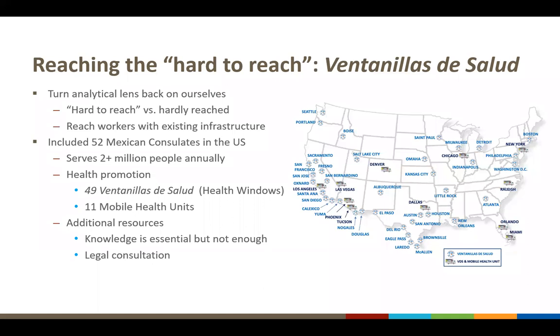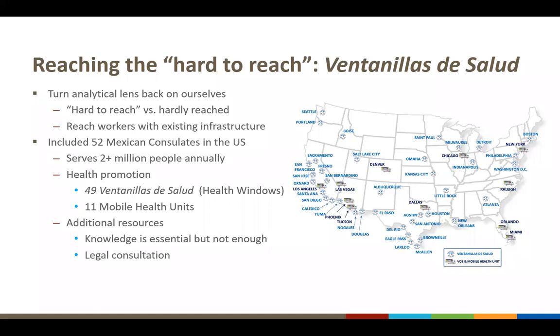And I think when we turn the analytical lens back on ourselves, we have to ask, well, is it really something about them that they're hard to reach? Or is it just that we as institutions haven't developed the capacity to know how to effectively work with them? Or in fact, deeming them hardly reached by us. By turning the analytical lens back on ourselves, we place the responsibility on us as institutions to say, okay, maybe we just simply haven't developed the capacity to work effectively with them, right?